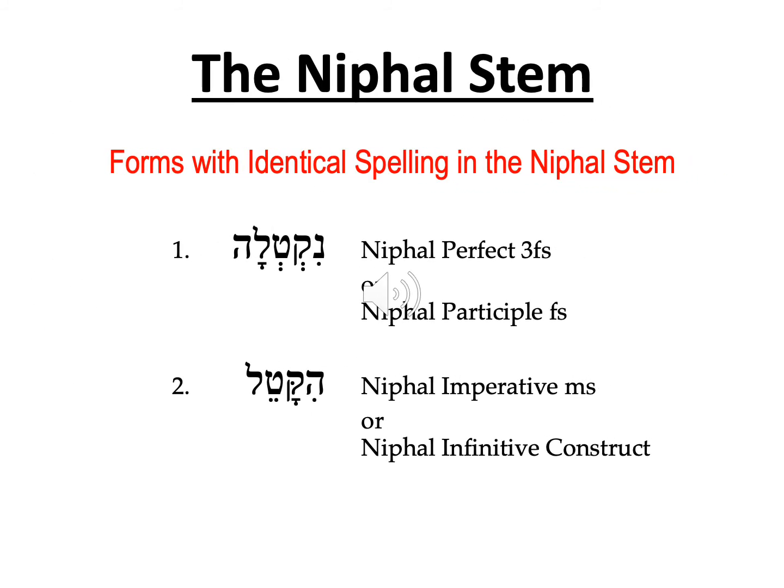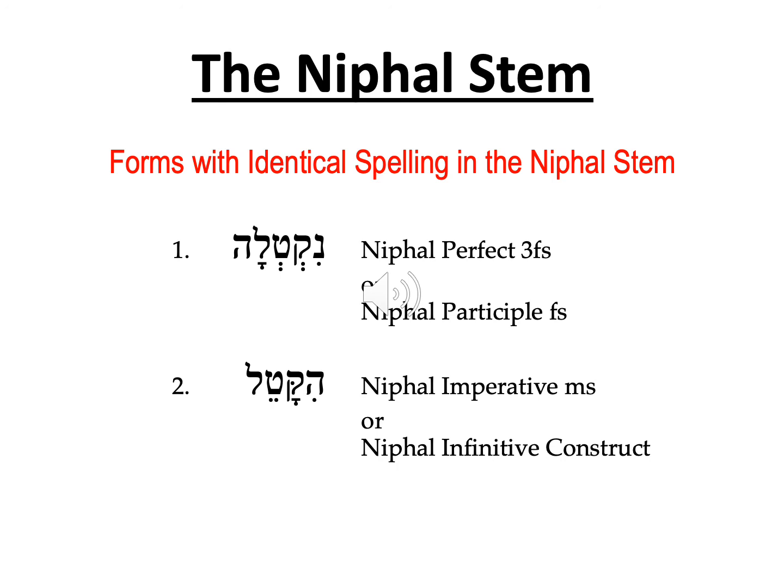Because of the pointing of the Niphal stem, there are some identical forms. The Niphal perfect 3fs and the Niphal participle feminine singular are exactly the same. That is because the patach under the tav in the Niphal perfect has become a silent shva, followed by the qamets he. The Niphal participle does the same.